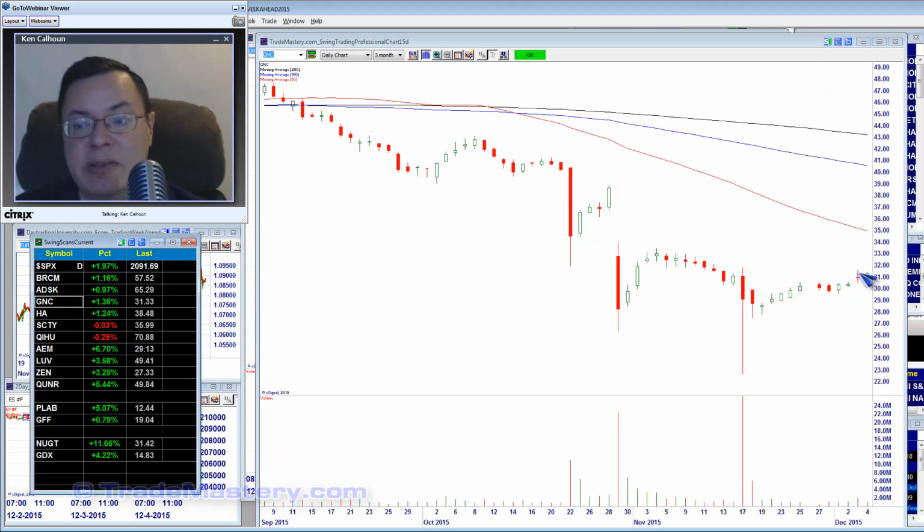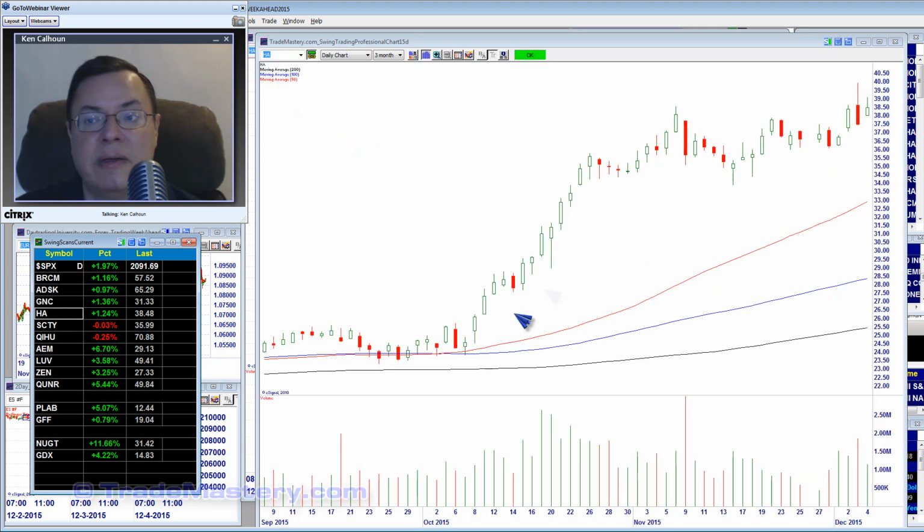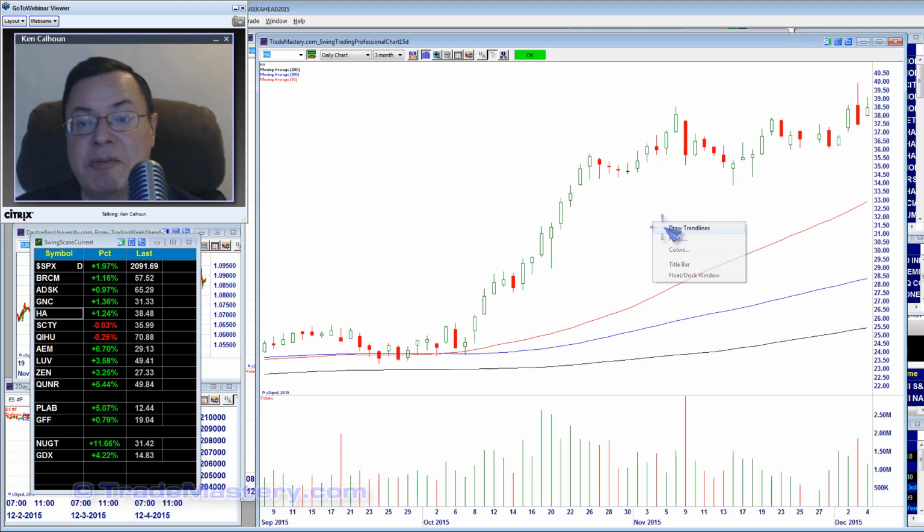GNC, any bounce would be a counter trend trade, with a small share size because it's speculative, playing a bounce in something that's sold down from 48 to 28 and is now trying to come back to life. You do light share size in anything that's not a strong uptrend. Hawaiian Airlines is a strong uptrend, so we do heavy share size in this.